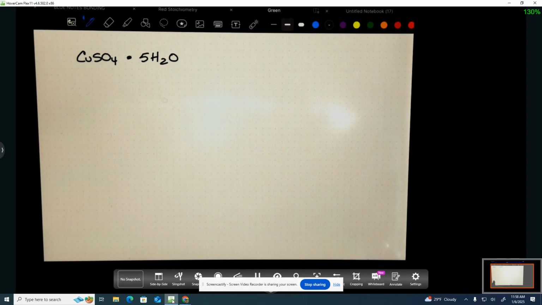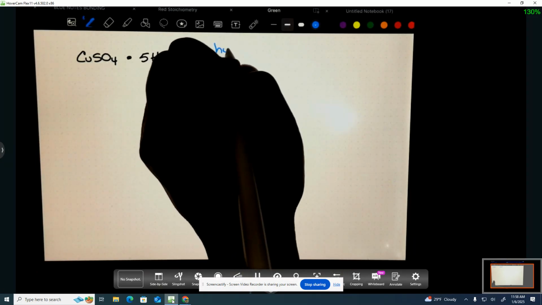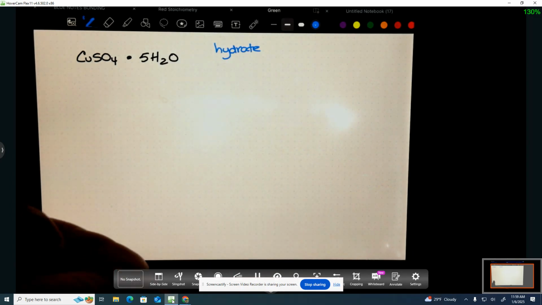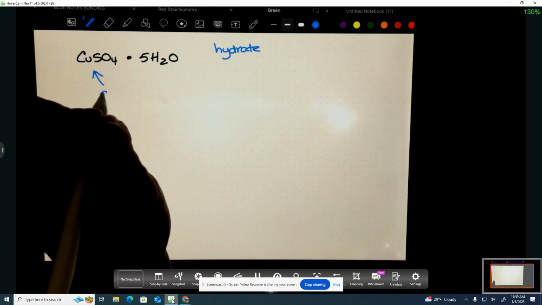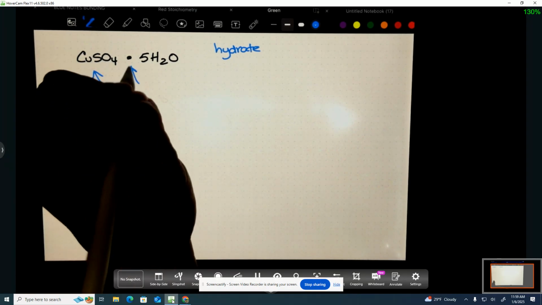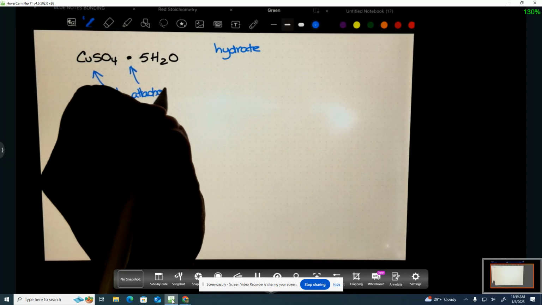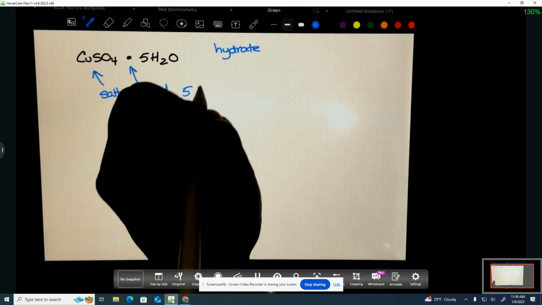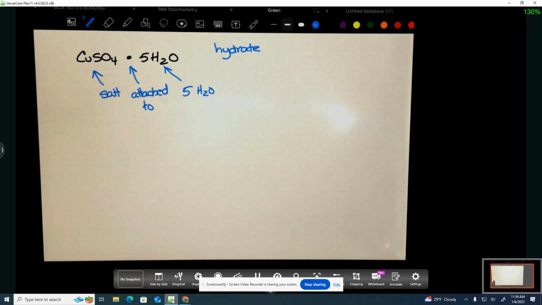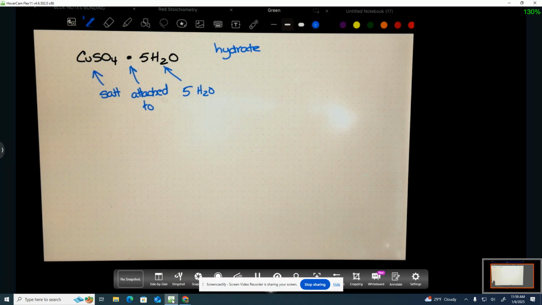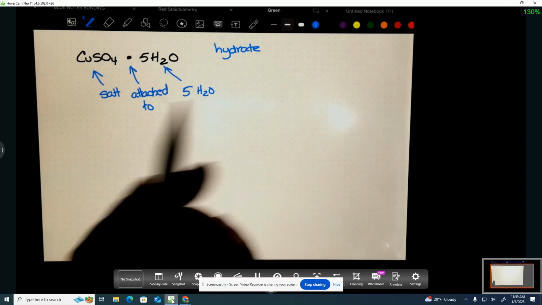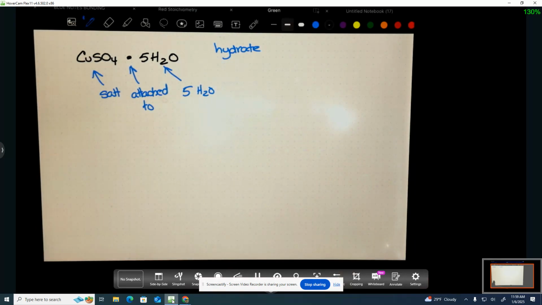This is called a hydrate. It is a hydrate because you've got a salt attached to 5 water molecules. That's what that means. In math, this little dot means multiply. In science, this little dot means attached to. I'm going to draw it for you so that you can get a visual of what it looks like. Do you know what CuSO4 is called?